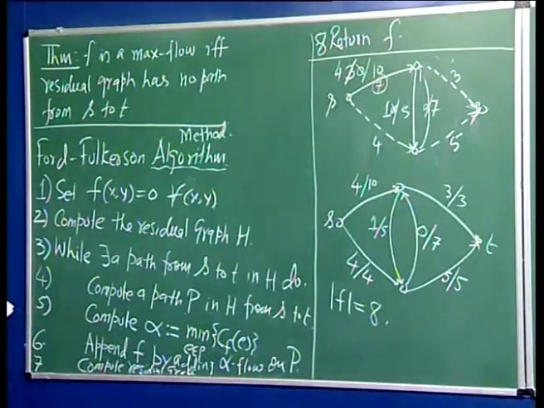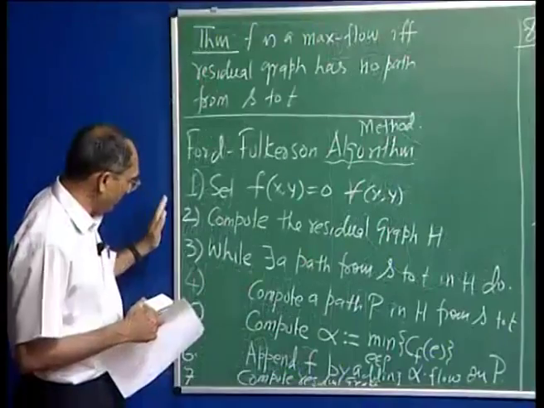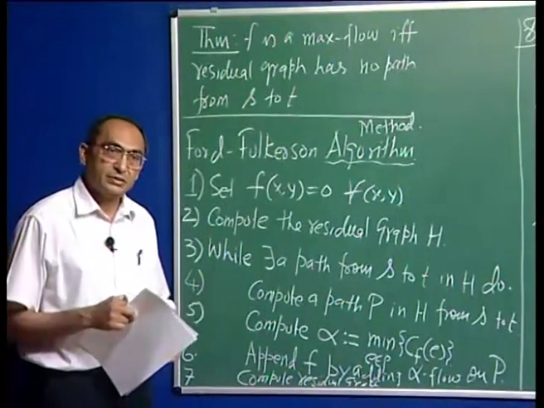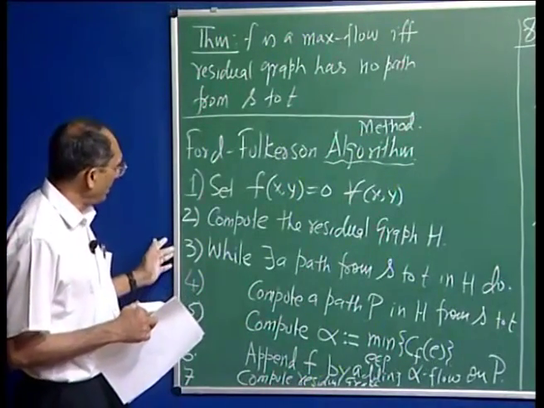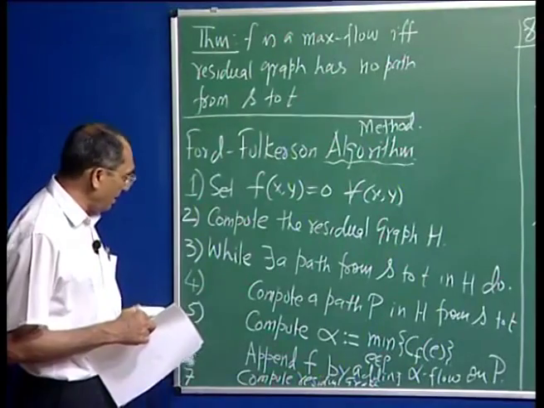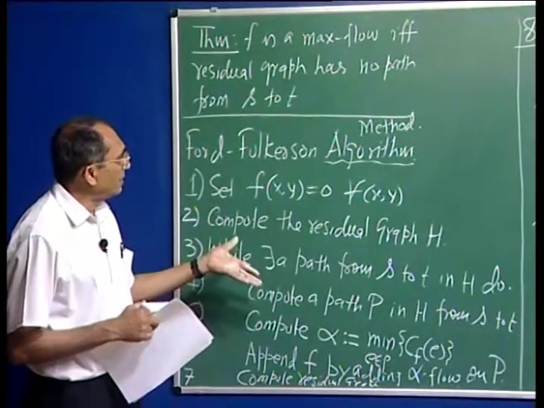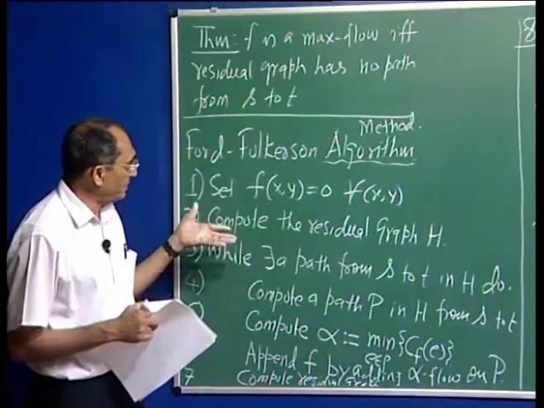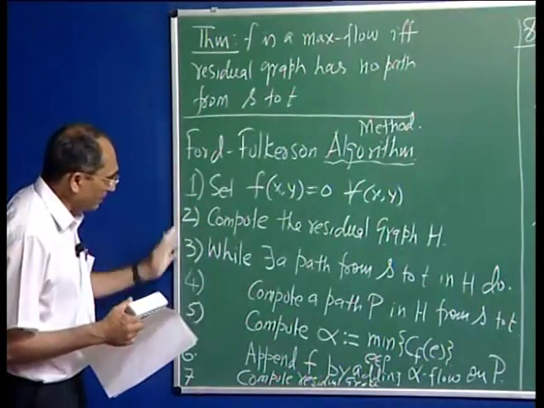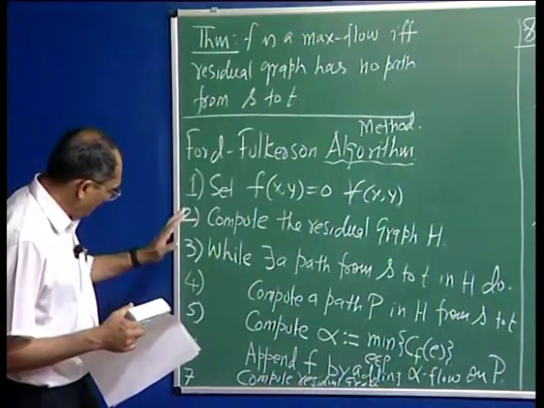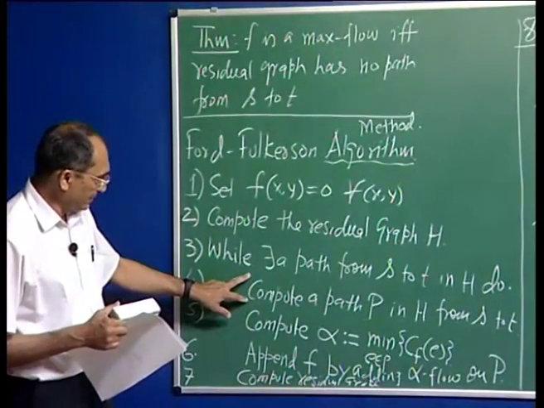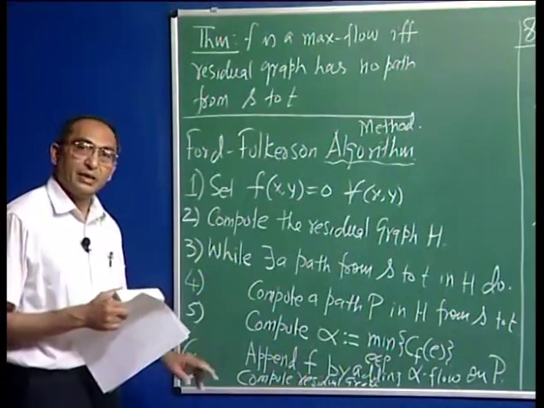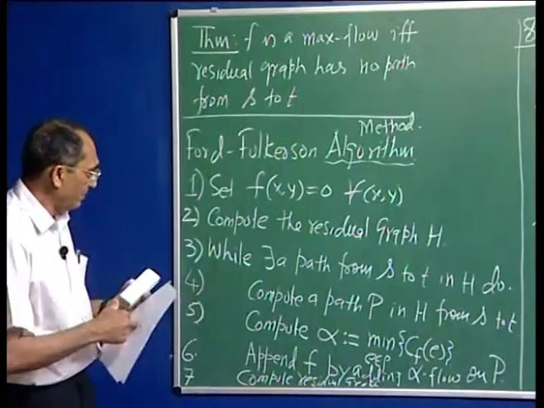So, now to be able to give a proper algorithm, we need a way to ensure that this process terminates, and this is what we will do in the next lecture. We will offer an adaptation of this method, called the Edmonds-Karp algorithm, which suitably tells how to compute the path such that this loop terminates, and that will be our next topic.